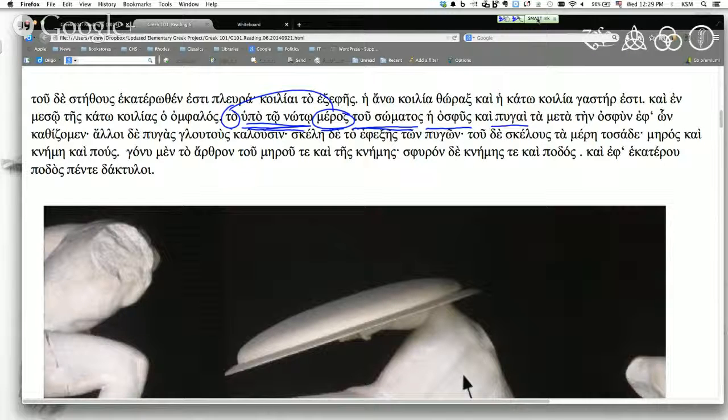Kai pugai. And ho osphus kai pugai, and the buttocks. Kalos. Meta, not below, after. Kalos. After. Meta ten osphun. After the loins. Ethon kafidzimen. So the part after the loins.